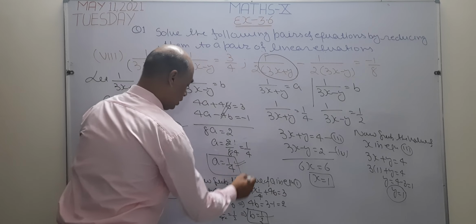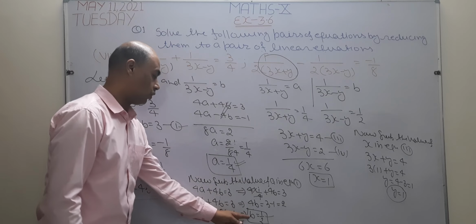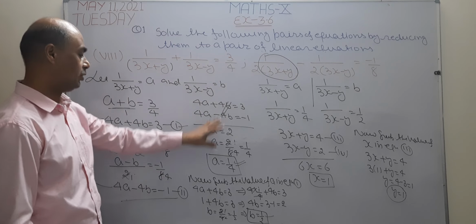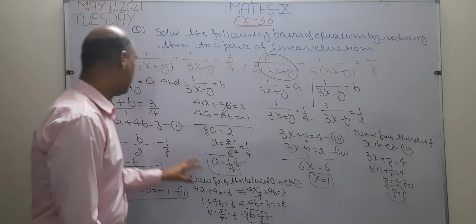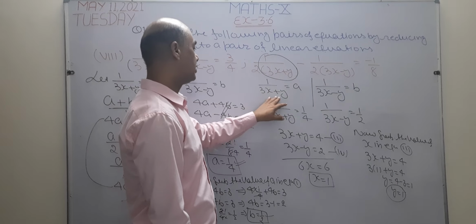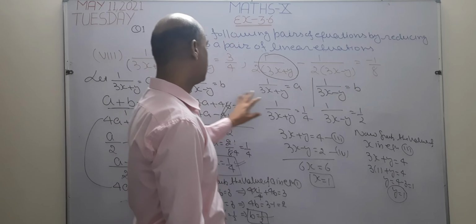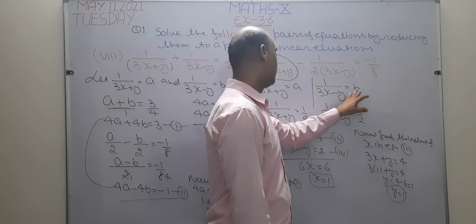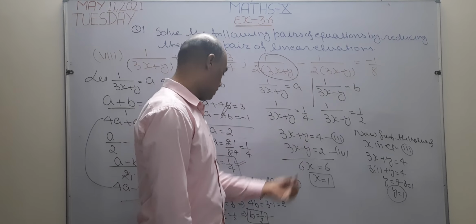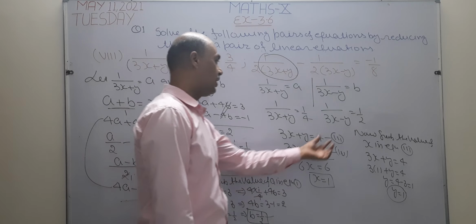Now a and b values we got. But in this question we have to find the value of x and y. So I want to substitute this a and b value in these both terms. So I write these two terms again. 1 upon 3x plus y equal to a and 1 upon 3x minus y equal to b. What is the value of a? 1 by 4. So I write 1 by 4. What is the value of b? 1 by 2. So I write here 1 by 2.